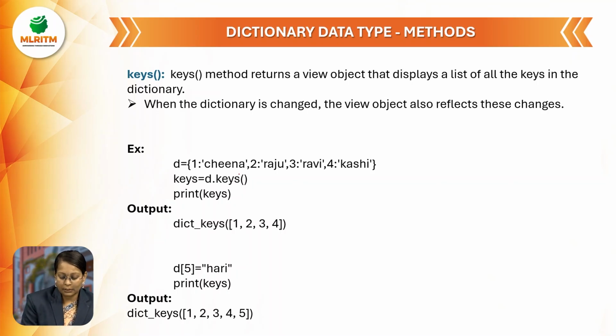D is the previous example with keys 1, 2, 3, 4. keys = D.keys(). Here D is the dictionary name and keys is the method name. Then we will get the dictionary keys 1, 2, 3, 4. So like this.